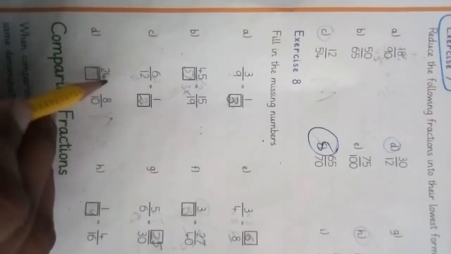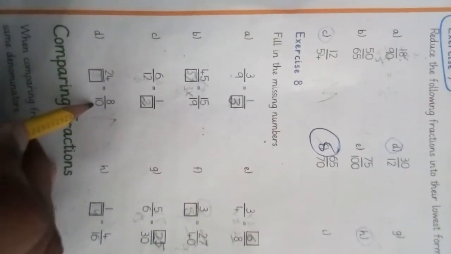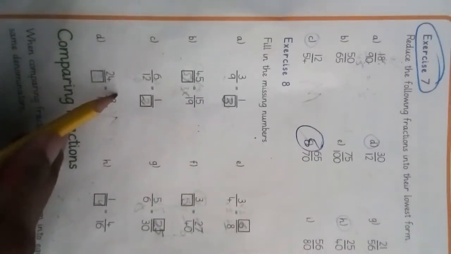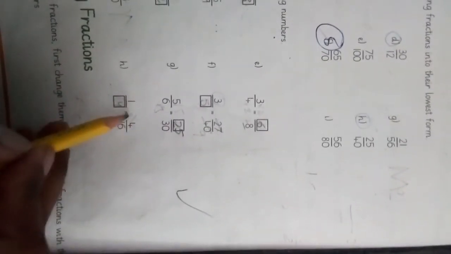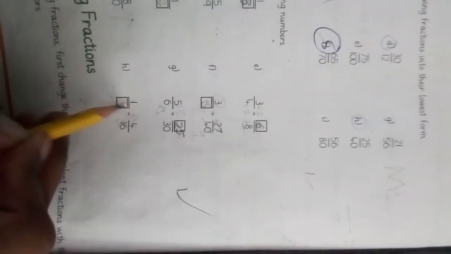And next is 24 over blank equals 8 over 10. If we multiply 8 by 3 we get 24. 8 3s are 24, and 10 3s are 30, so 30 is the answer that comes in this blank. And here 4 over 16: if we divide by 4, 4 by 4 is 1, and 16 by 4 is 4, so 1 over 4. In this way, these all become equivalent fractions.